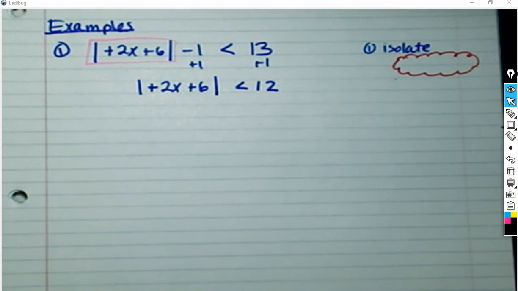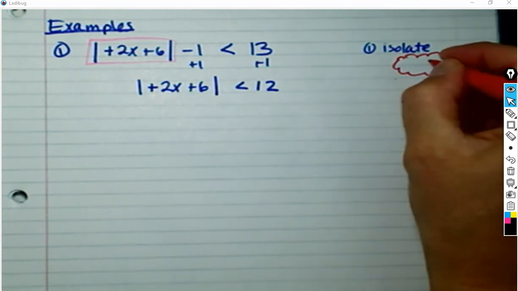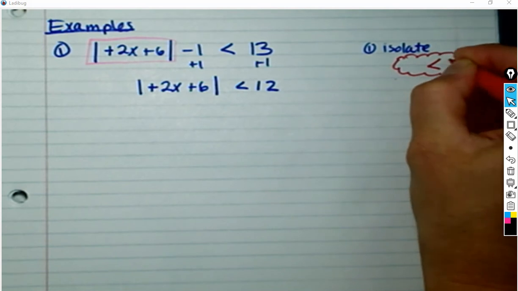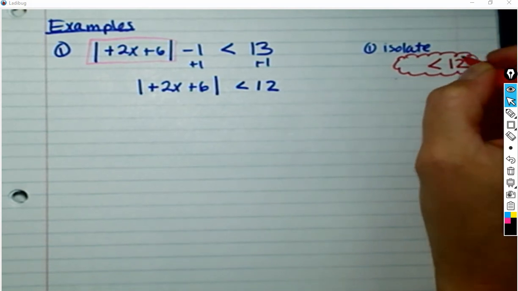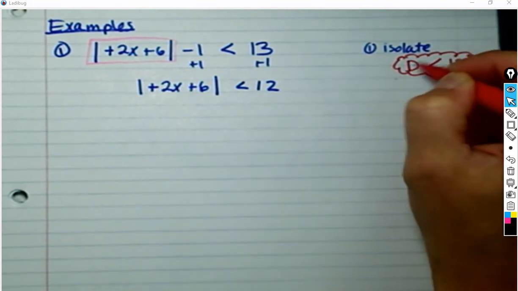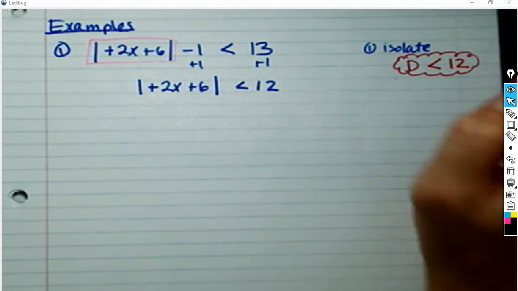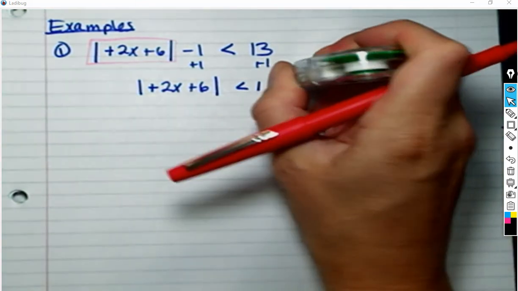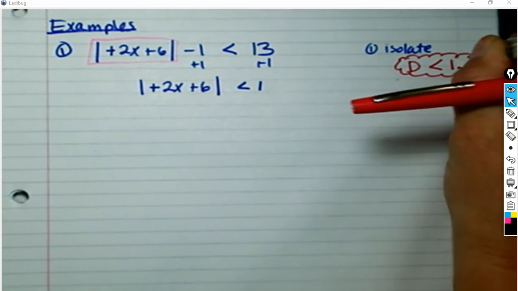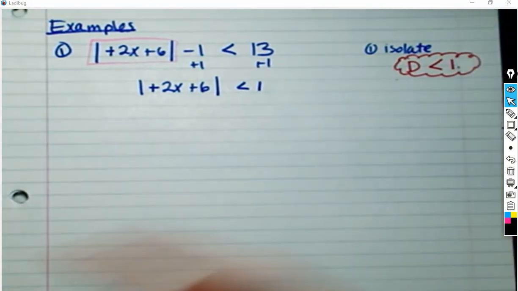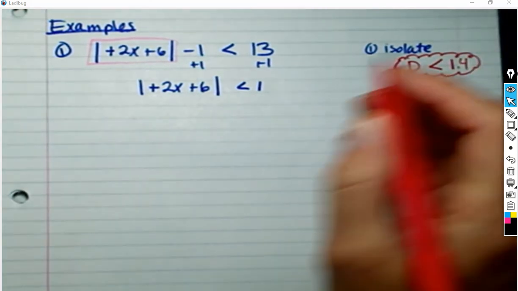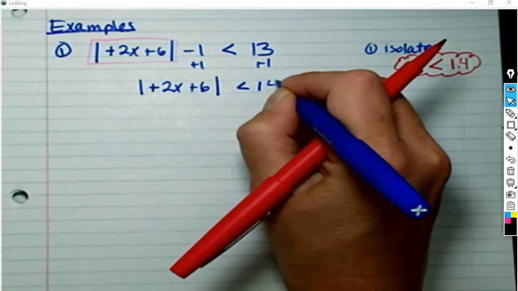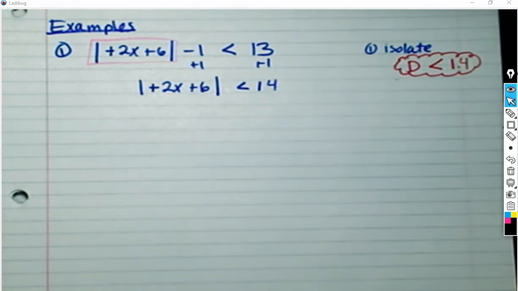Here comes my thinking part. I've isolated it. I'm going to look at it, and I've got less than 12. Can the distance be less than 12? Wait. Yes, I apparently can't add. It's 14. Oopsies. Okay, can the distance be less than 14? Yes.